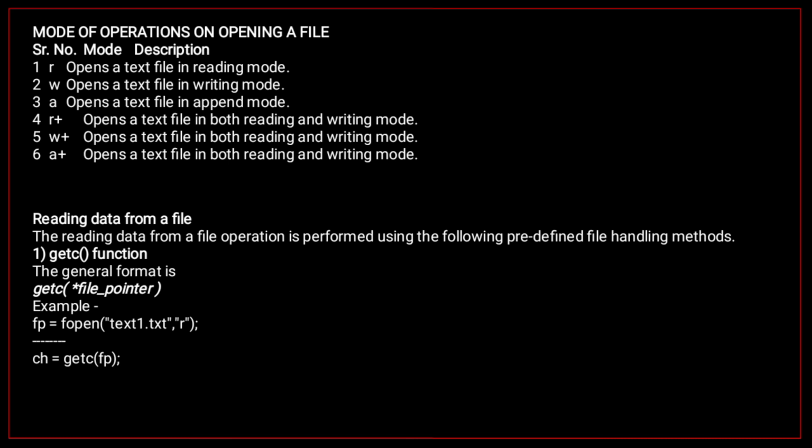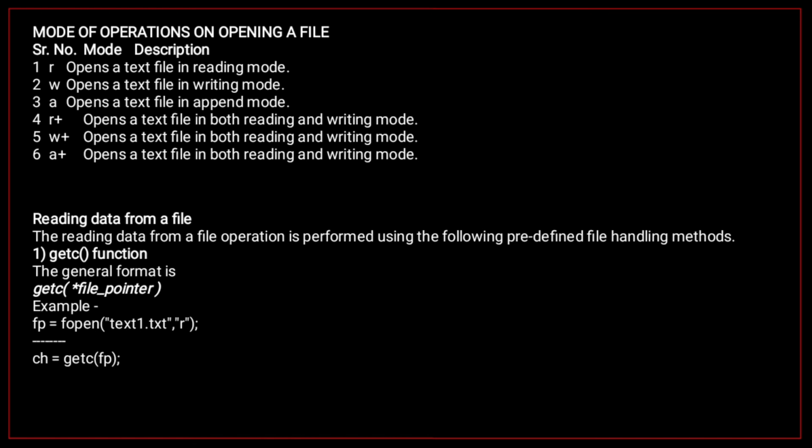The next mode is r+. It opens a text file in both reading and writing mode. Next, w+ also opens a text file in both reading and writing mode. It sets the cursor position to the beginning of the file if it exists. Then a+ opens a text file in both reading and writing mode. The reading operation is performed from the beginning and the writing operation is performed at the end of the file. So these are the modes of operation for opening a file.